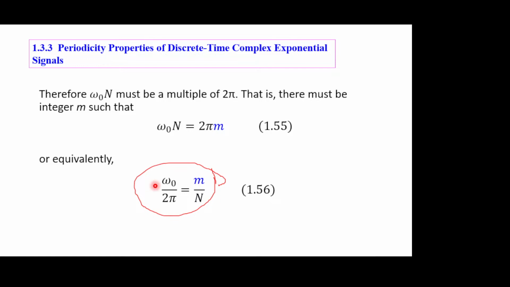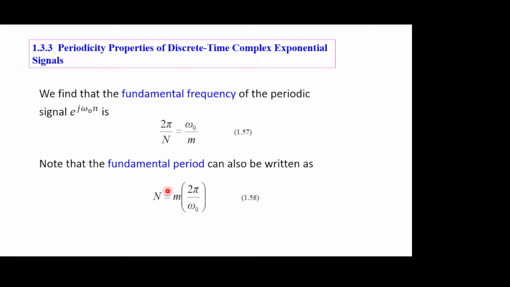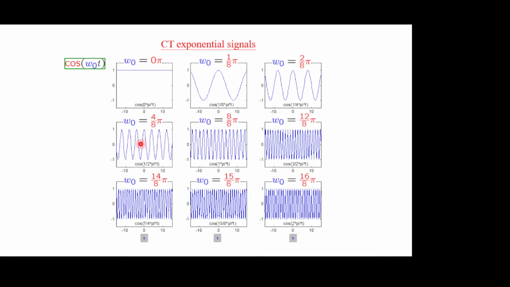So the thing is, we will want to calculate omega naught divided by 2 pi and see whether it's a rational number. If it is a rational number, we find the smallest fraction m and N, and we can calculate N here and calculate the fundamental frequency here. So here are some examples with pictures.